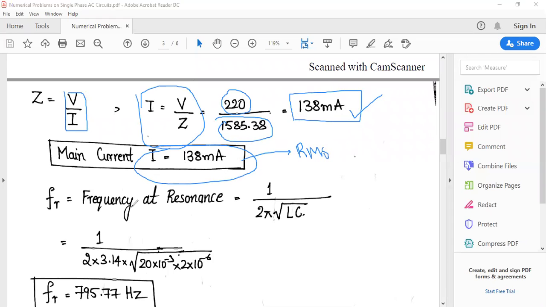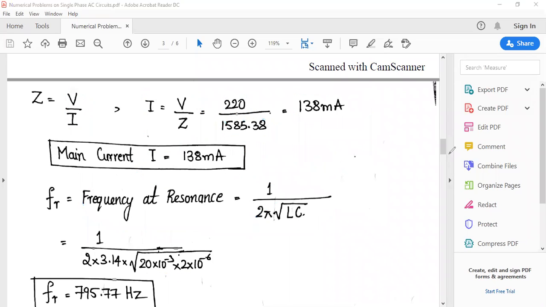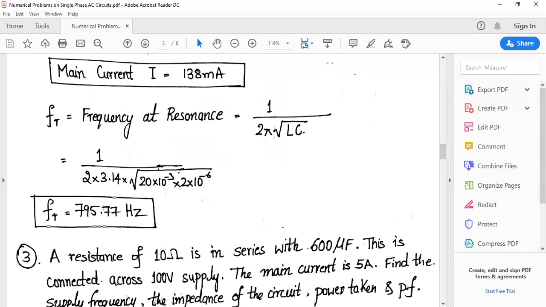Now the frequency of resonance can be obtained as 1 divided by 2 pi root LC. This is how you can calculate the frequency of resonance. You substitute the value of L and the value of C here, and you get the value of resonant frequency as 795.77 hertz.